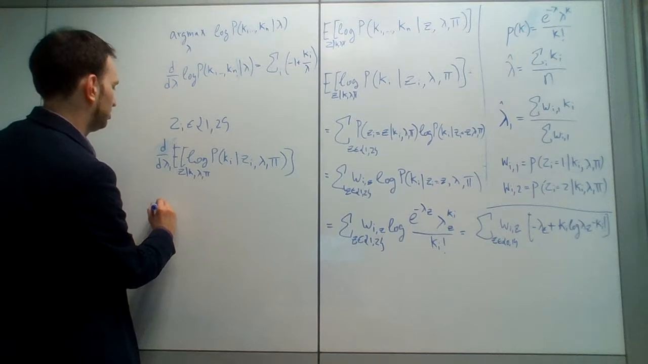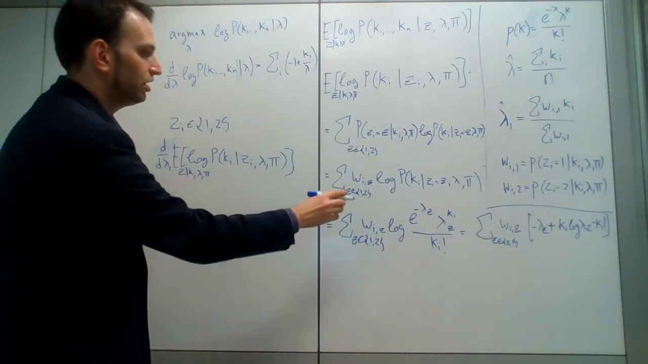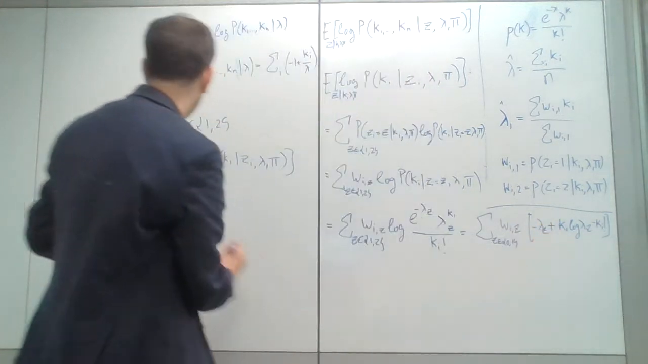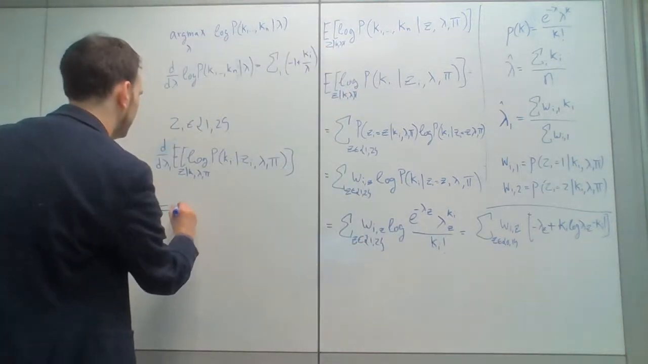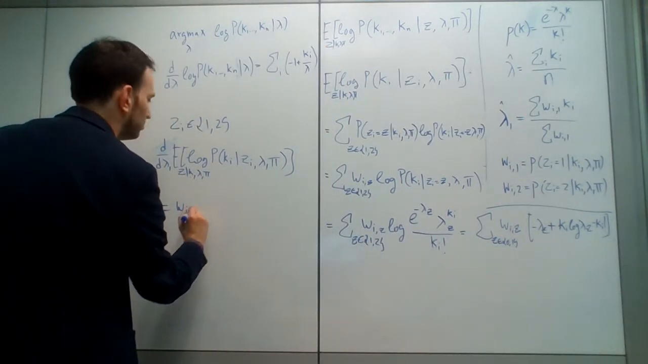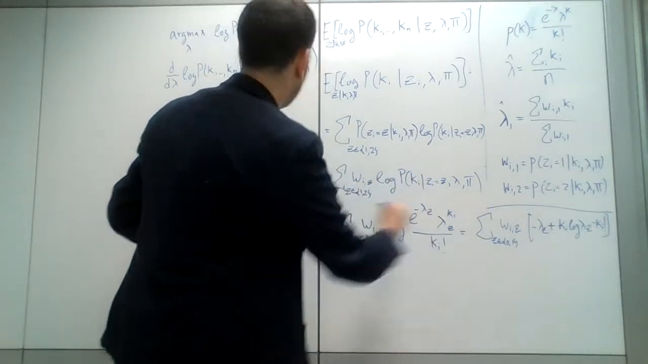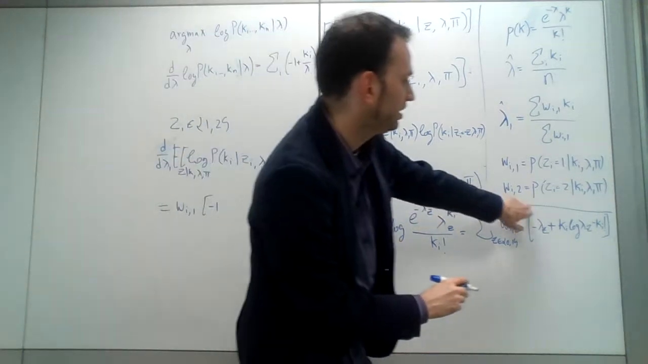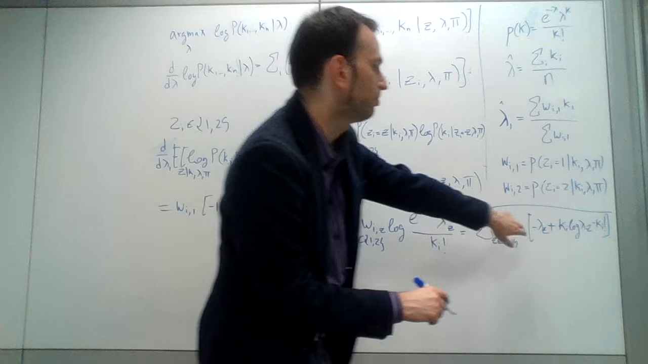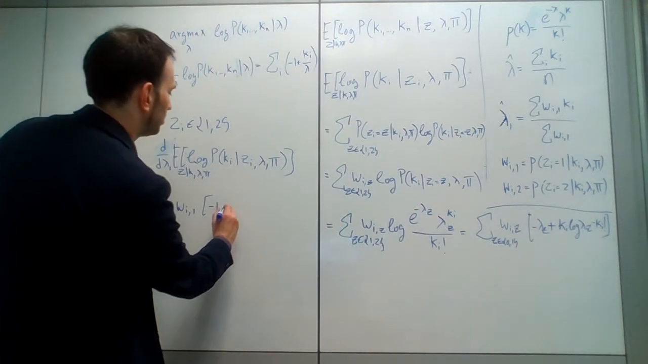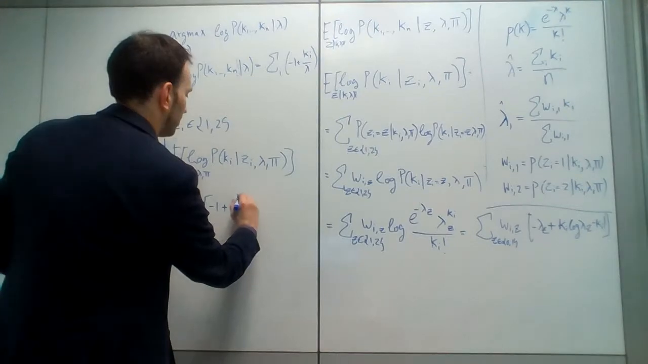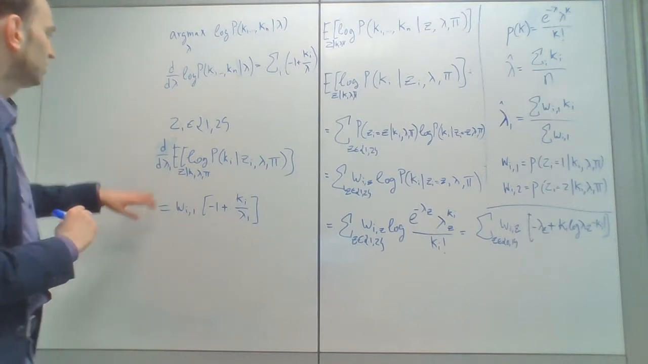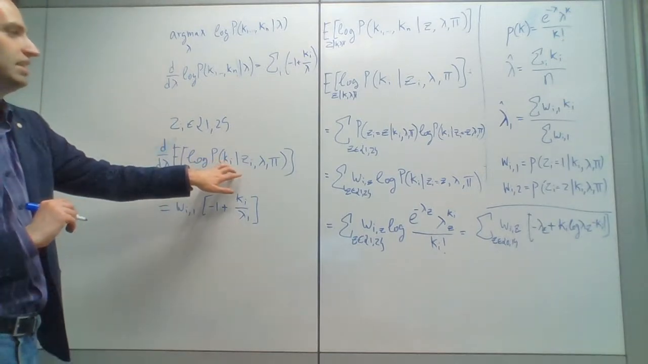Well, this is going to be just, here, you don't really care about the terms that involve lambda 2, you just care about the terms that involve lambda 1, so you don't need the sum. You can just write wi1, and here you would write a minus 1, because you do d by d lambda 1 of minus lambda 1, that's just minus 1. And this is going to be ki divided by lambda 1.